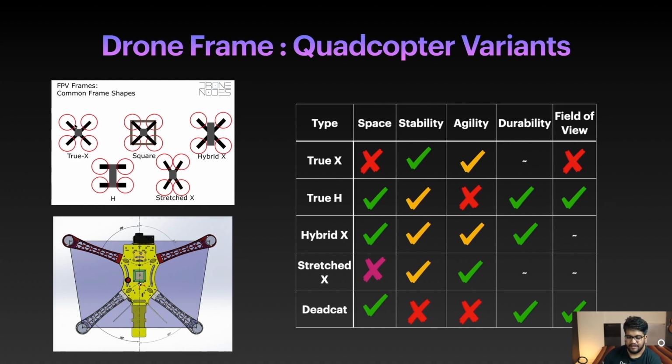In the true H, everything is good except for agility because its center of gravity is again off, so more work has to be done by flight controllers and motors to keep it stable, and there you lose the agility. Hybrid X, the frame which I use, the FPV drone pilots and freestyle pilots and race pilots use, it's good in every department. Stretched X, again there is a space issue, but again it's good. Dead cat, you get a very good field of view, but you have to compromise with stability and agility.